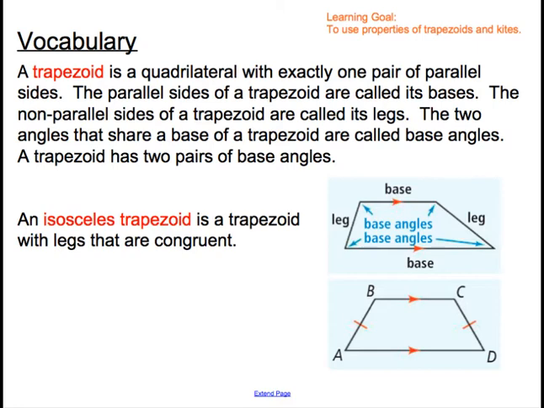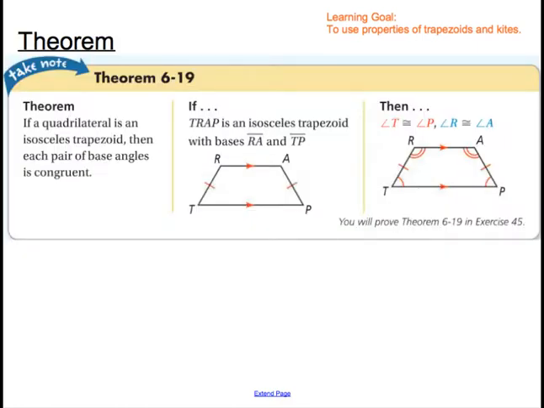And there's a special type of trapezoid called an isosceles trapezoid, where the legs are congruent. Our first theorem discusses this special type of trapezoid, and it states that if a quadrilateral is an isosceles trapezoid, then each pair of base angles is congruent.